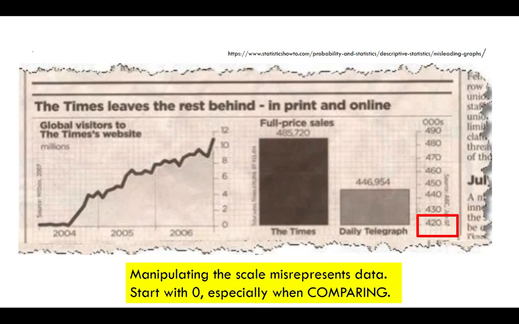But it turns out that the difference really isn't that big. It's certainly not more than double. The misrepresentation is that they've started at 420 instead of starting at 0, and that then distorts the comparison between the two. So when we're doing a comparison between two entities, if we don't start at 0 with our scale on that vertical axis, we're being a bit deceptive because it distorts the truth.